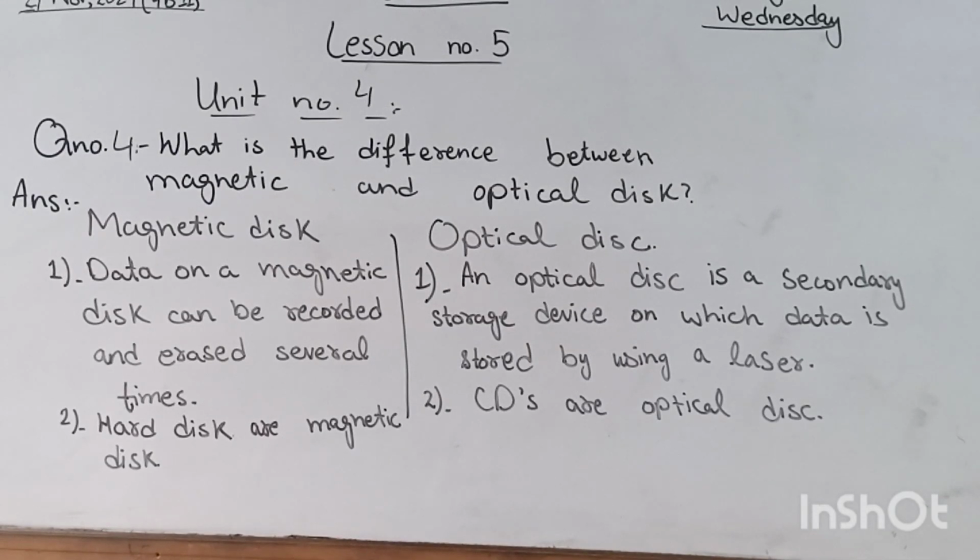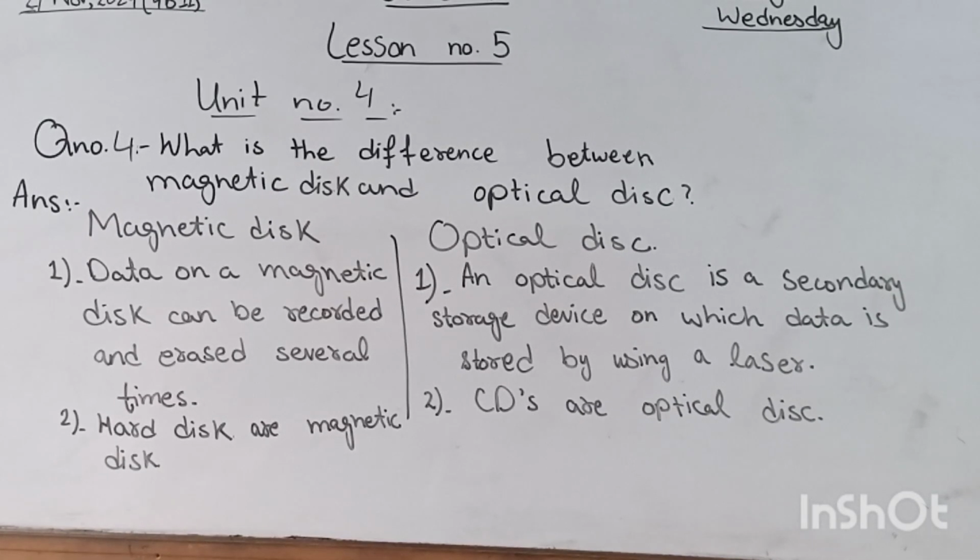Okay students, this is your question number 4. What is the difference between magnetic and optical disc? You have to draw a line in between. On one side you will write magnetic disc. Data on a magnetic disc can be recorded and erased several times. Hard disks are magnetic discs. The second one is optical disc. An optical disc is a secondary storage device on which data is stored by using a laser. CDs are optical discs.